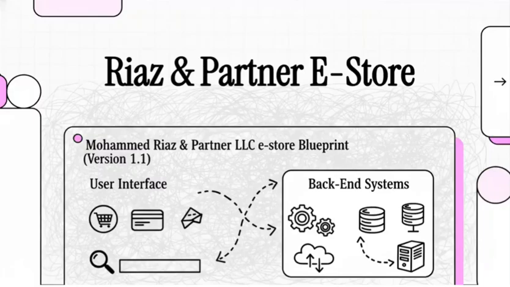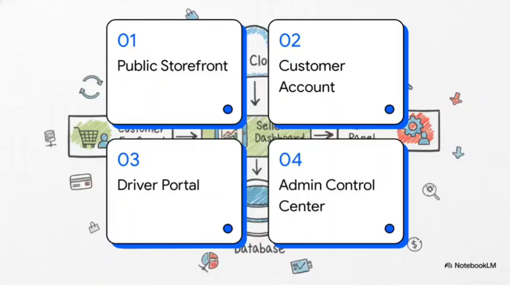We're going to use the actual digital blueprint of the Mohammed Riaz and partner LMC E-Store to break down exactly how this massive digital machine really works. We're taking a full ecosystem tour, basically walking through the 4 distinct neighborhoods of this platform's blueprint. We've got 1, the public storefront, 2, the customer experience, 3, the driver portal, and 4, the admin command center.